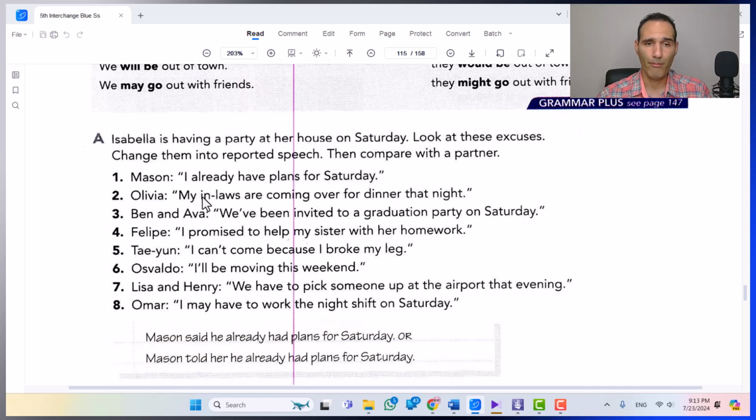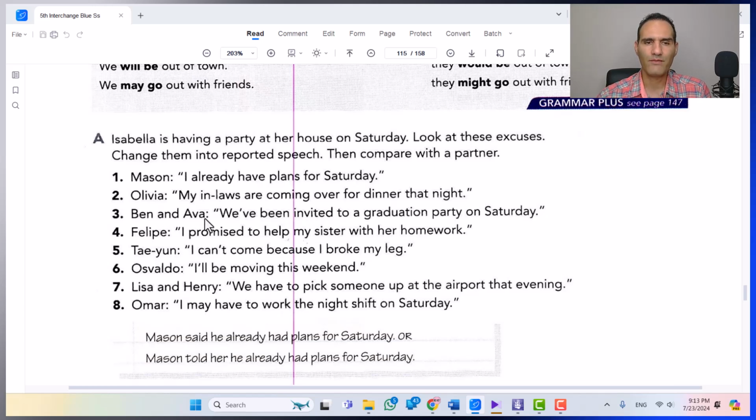Olivia: "My in-laws are coming over for dinner that night." So it will be her in-laws, were coming. Olivia said her in-laws were coming over for dinner that night. Or instead of coming, you can say we're going.